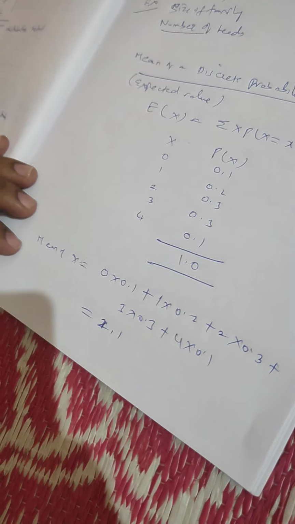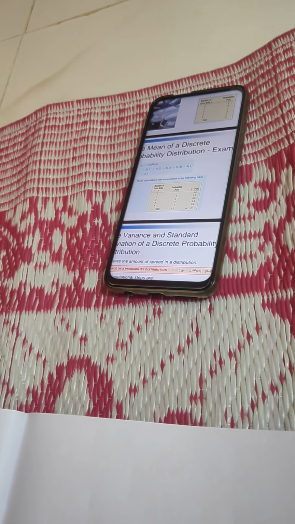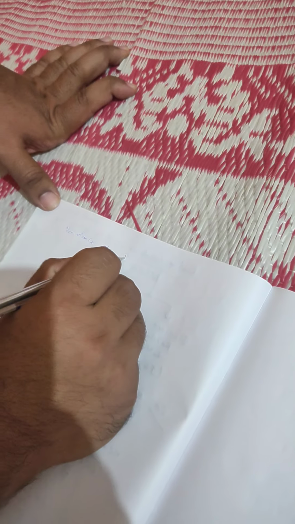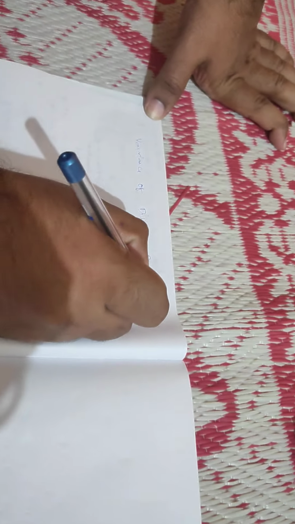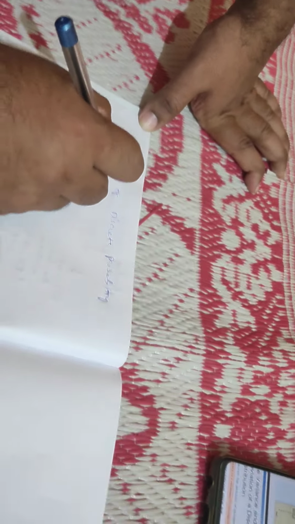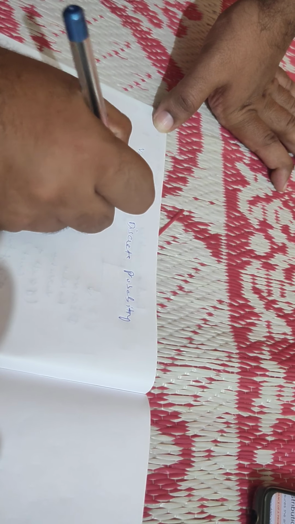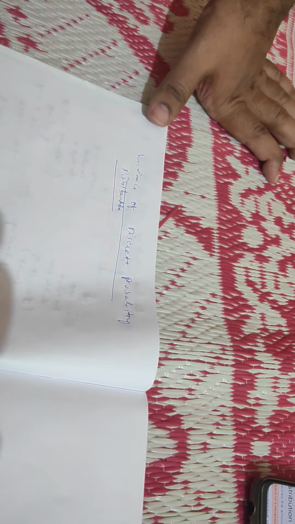This is also a normal question they will ask: get the mean and variance. How you will get the variance of the probability distribution is, variance of the discrete probability distribution. It's not continuous, it's discrete variables we are talking about.